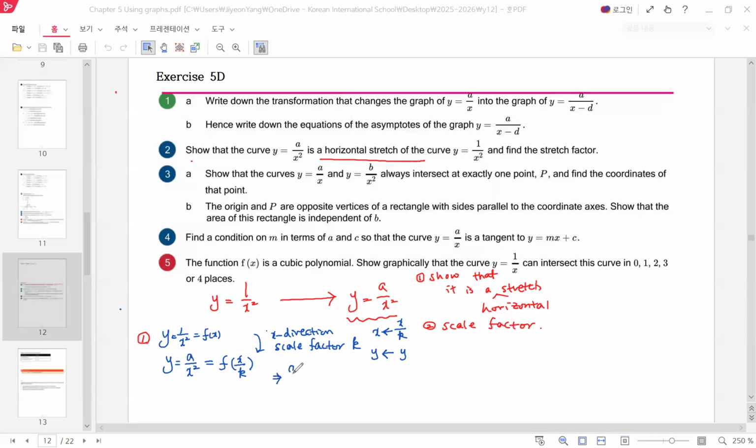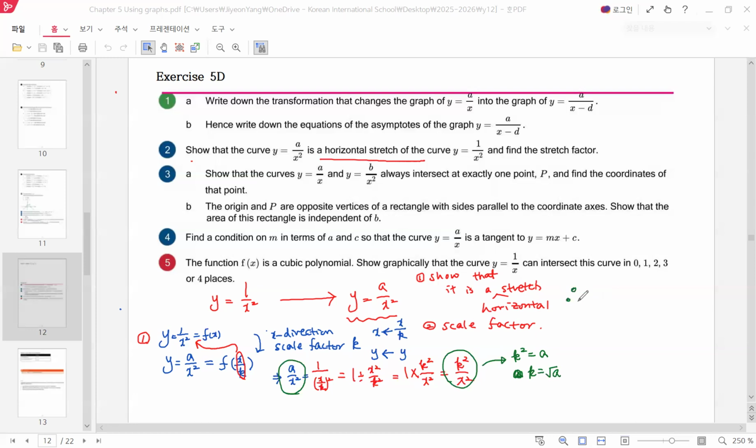Then a over x squared equals, let's find the equation of f(x over k), 1 over (x over k) squared. It means that 1 divided by x squared over k squared, which is 1 times its reciprocal, k squared over x squared, is k squared over x squared. By comparing these two equations, you can find k squared equals a, therefore k equals square root a.